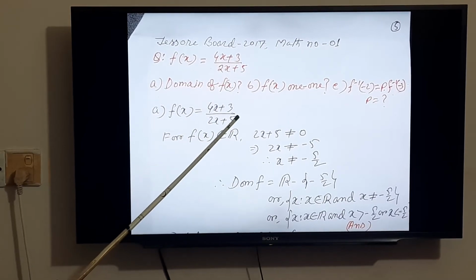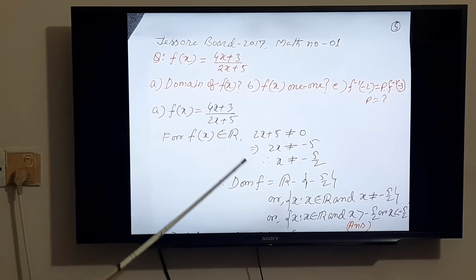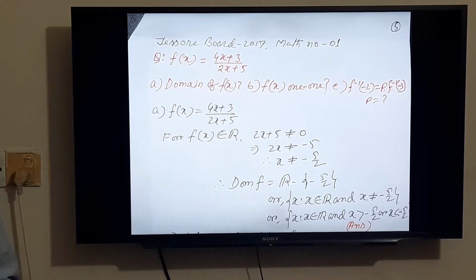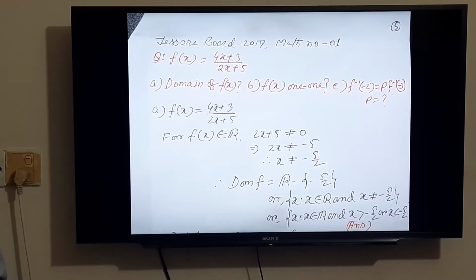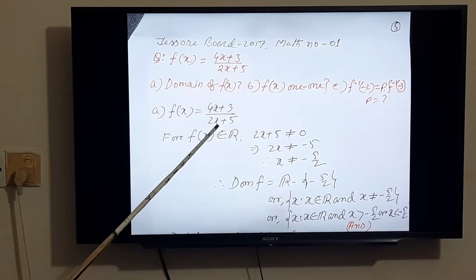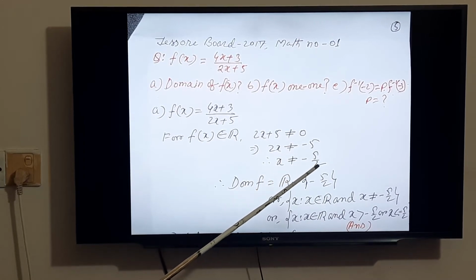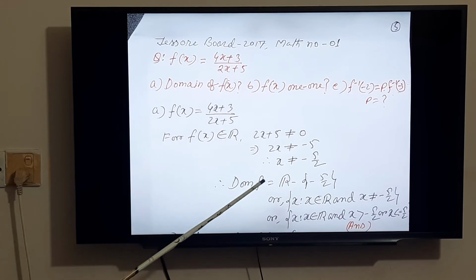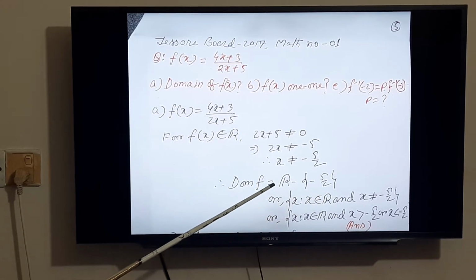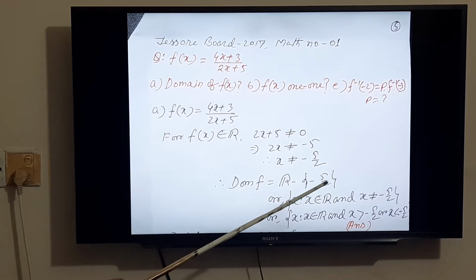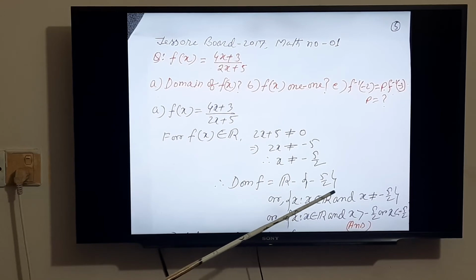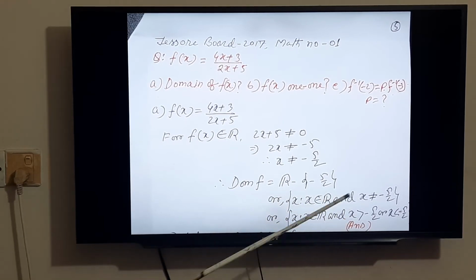It is clear, if the denominator is equal to 0, then this value is not acceptable, because if the denominator is 0, this fraction will not be defined. So 2x plus 5 is equal to 0. So it is clear x is equal to minus 5 by 2, then the denominator will be 0, and that's why this is not in our domain. For real numbers, minus 5 by 2 will be discarded. This is our domain. We can write this domain in two ways.